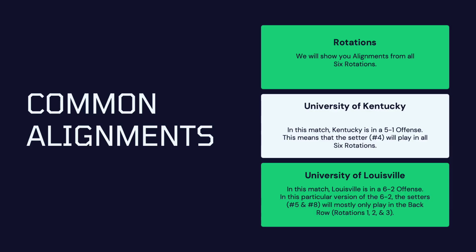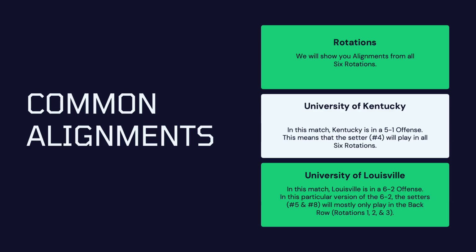In this training presentation, we're going to look at common alignments that you will see a lot of volleyball teams in, especially in serve receive. We're going to show you alignments from all 6 rotations in this particular match from the University of Kentucky versus the University of Louisville. Kentucky is running a 5-1 offense, which means our setter, number 4, will play in all 6 rotations and all 6 positions.